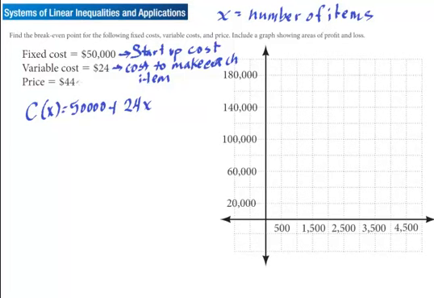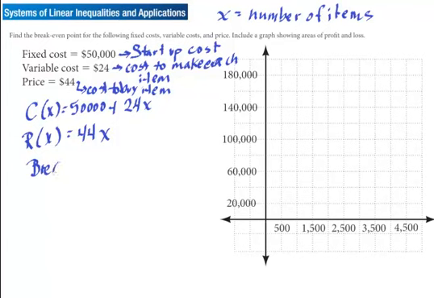This price is what you're going to get, so it is your revenue. Your revenue is going to be 44 times however many items you sell. So this is what you get. But it's going to cost you a lot to actually break even. Now the break even is going to be when cost equals revenue. You've got to make a few of these, and actually not just make them, you've got to sell a bunch in order to break even.